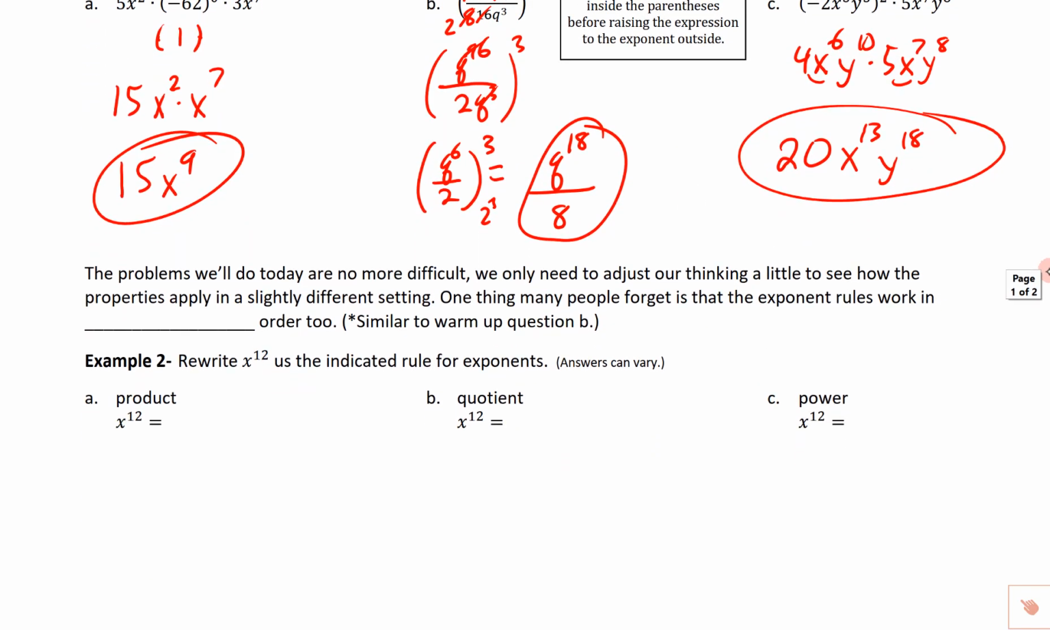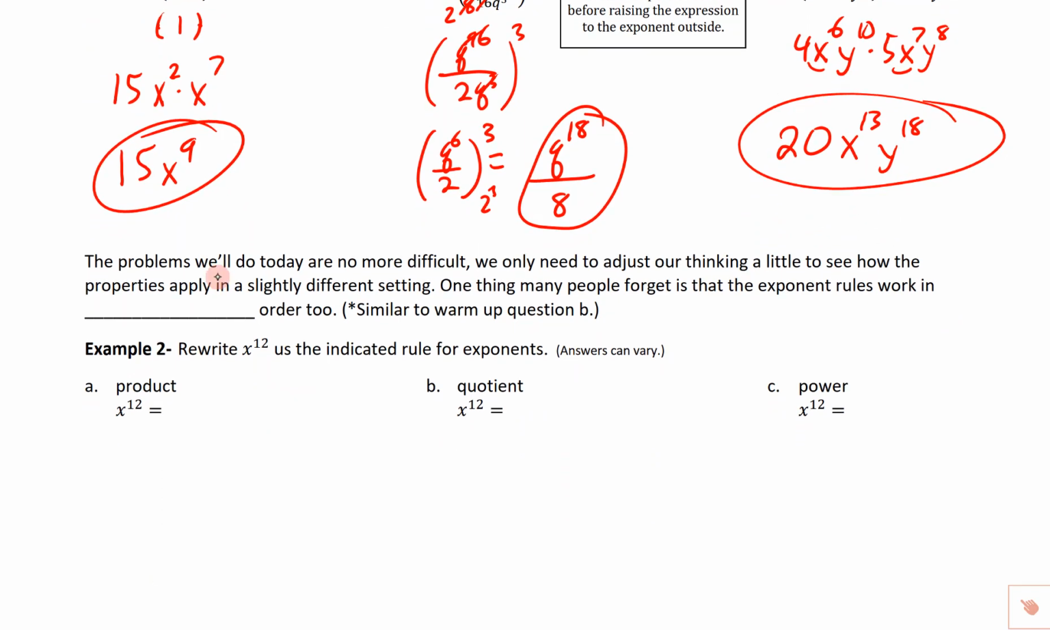Slide down here, take a look at the bottom. It does say right here, the problems we do today really are no more difficult than the ones that we've done in the past. We just need to adjust our thinking a little bit so we can figure them out in this new setting. One thing that people forget all the time is the rules that we learn, the product property of exponents, the quotient property of exponents, and so forth. Those work in reverse order too.